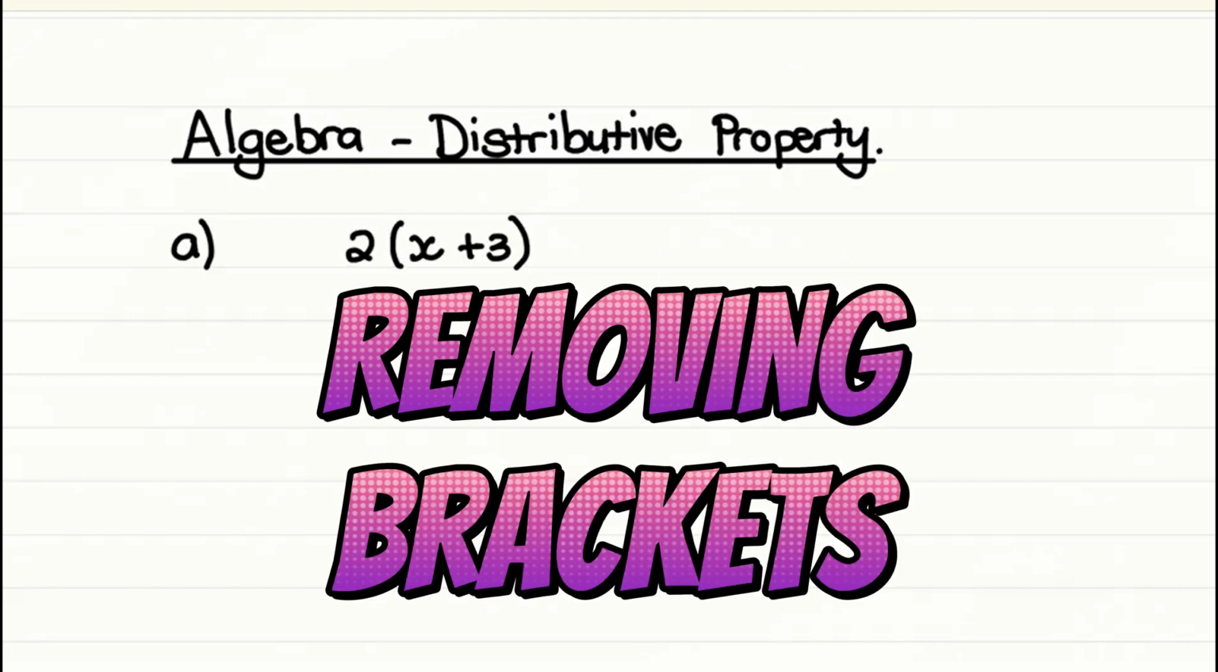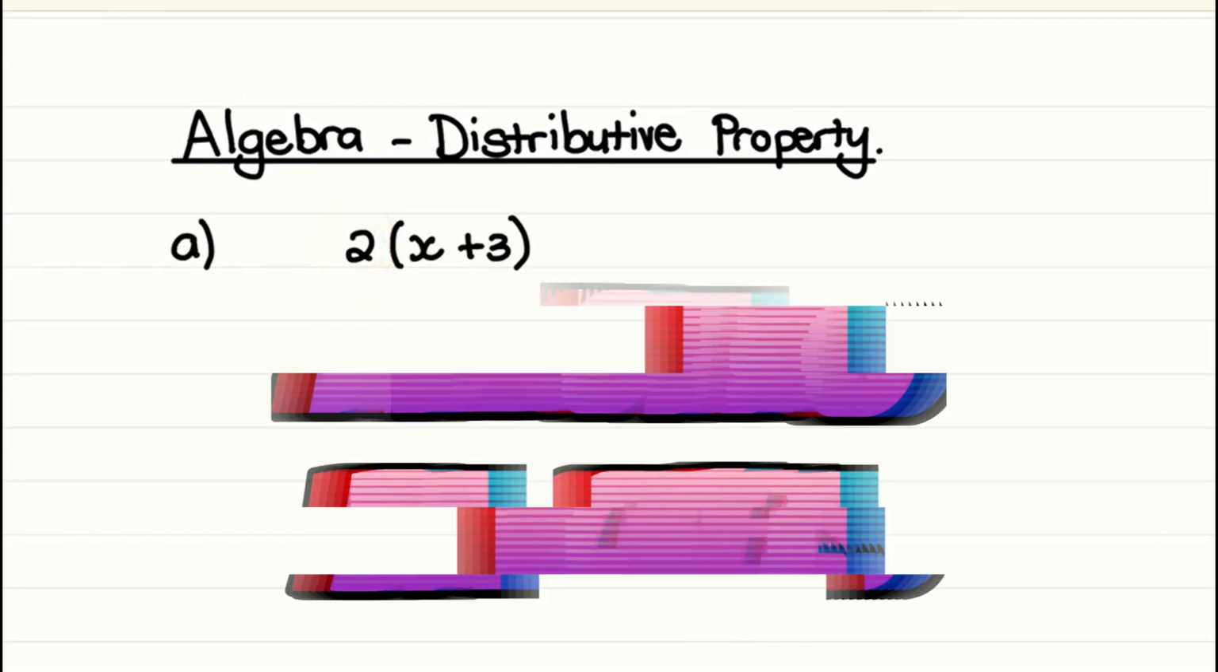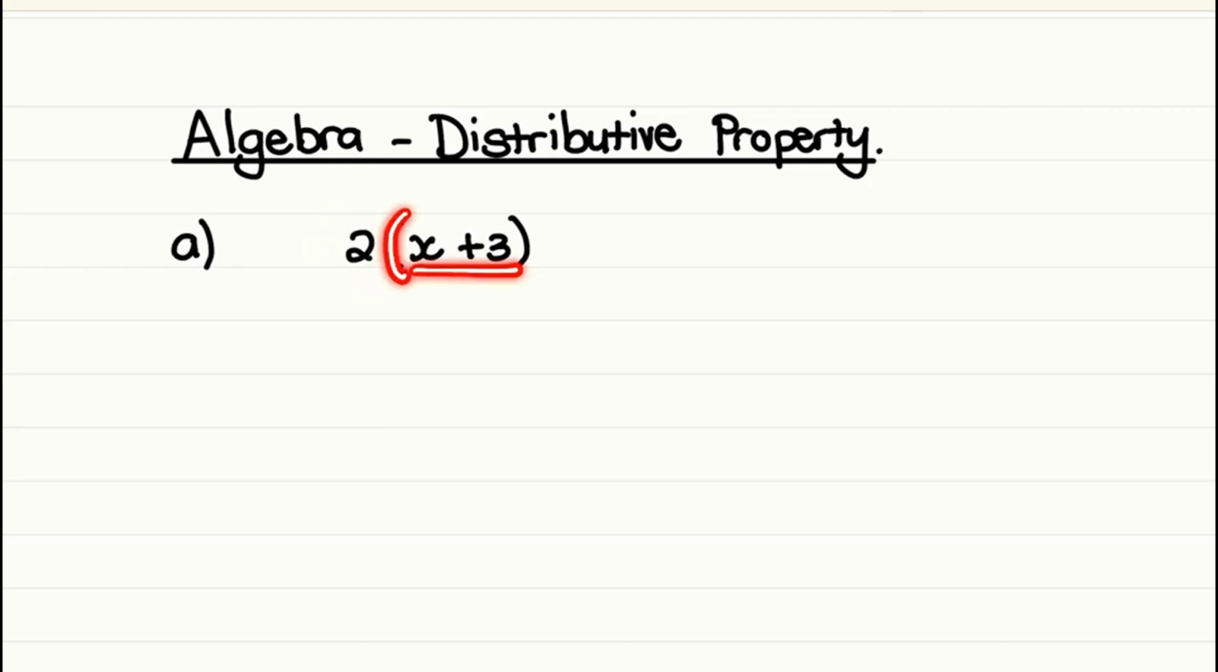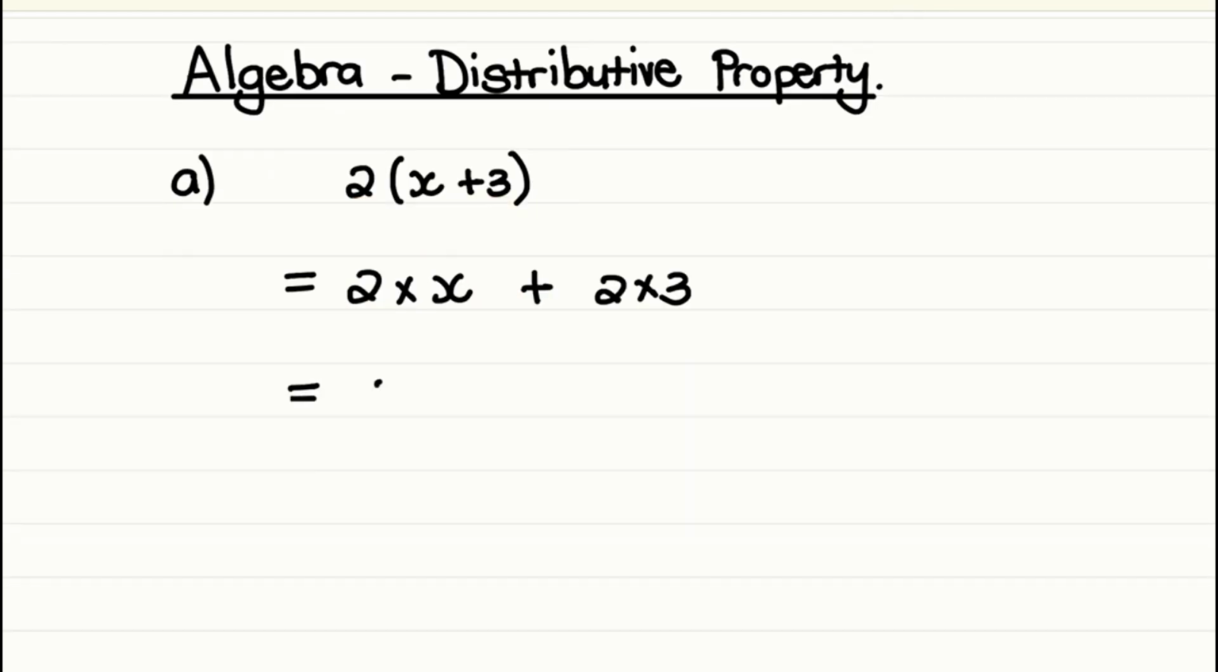In our first example, we have 2 in front of an x plus 3 in brackets. What we want to do is remove the brackets. And how we do that is by multiplying the 2 with every term inside the brackets. So I'll have 2 times x and 2 times 3. So I'm simply multiplying 2 with x, and thereafter I'm multiplying 2 with 3. And if I simplify, I'll have 2x plus 6.